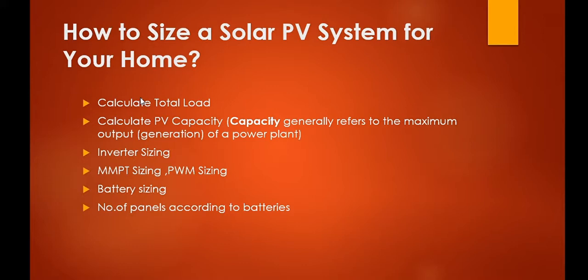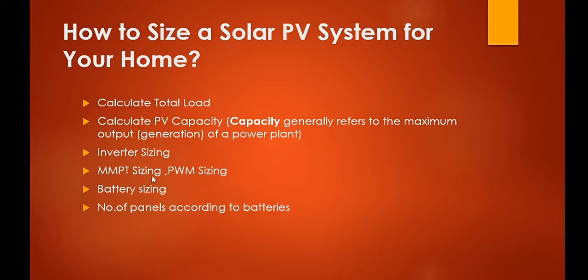These are the steps. The first step is to calculate the total load of your house. For example, you have two fans, one iron, one AC, etc. Second, calculate PV capacity. What is meant by capacity? Capacity generally refers to the maximum output generation of a power plant. I will explain in another video how we can calculate this capacity.